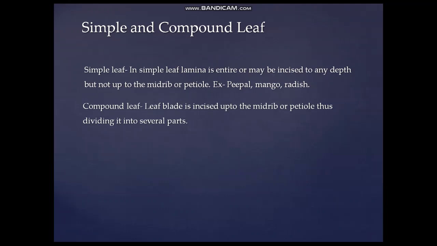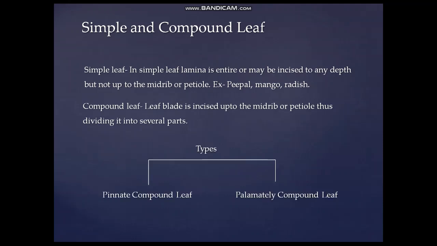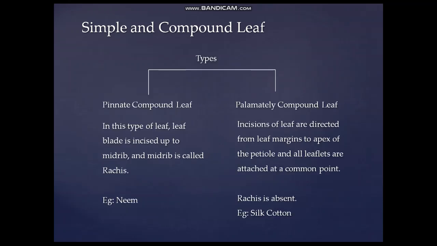So compound leaves are of two types. On the basis of their incision, one is the pinnate compound leaf and another is the palmate compound leaf. In case of pinnate, the leaf blade is incised up to the midrib, and now the midrib is called rachis. Example is neem, acacia.